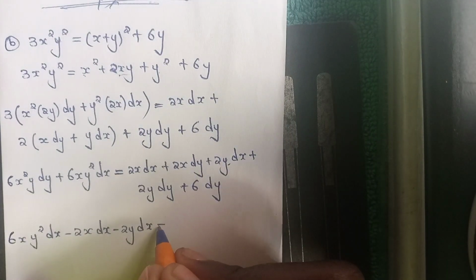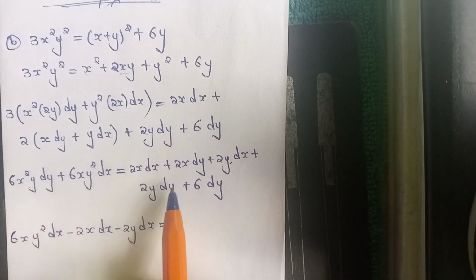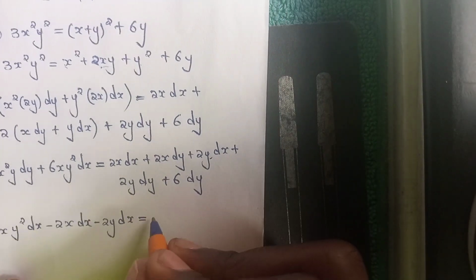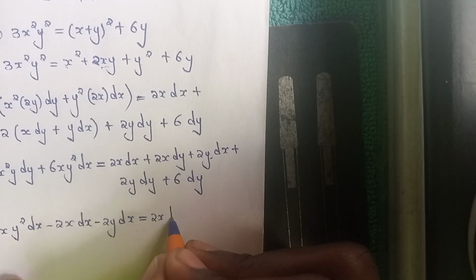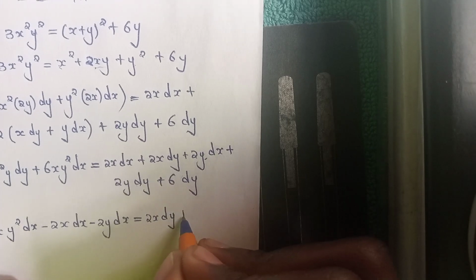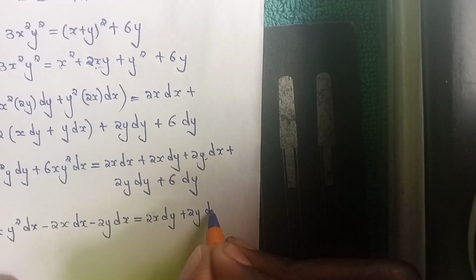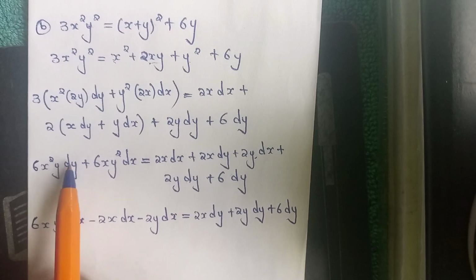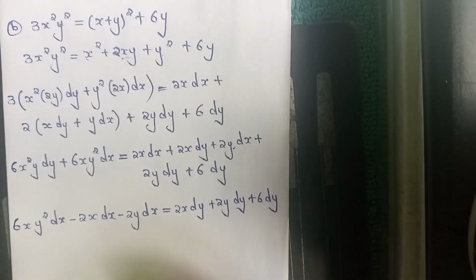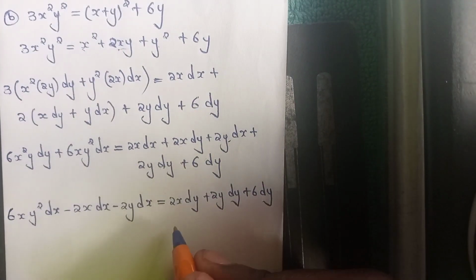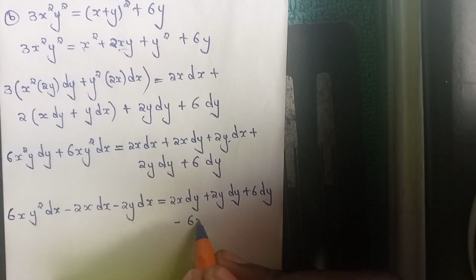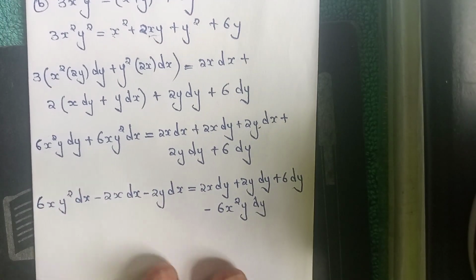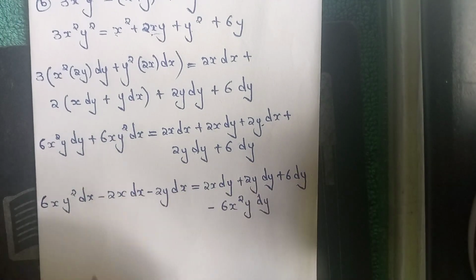Then I'll come to those with y. So I'll say I have y, this side I have this guy, and this guy. So I'll say 2x dy plus 2y dy plus 6 dy. Then here I have this term, which must come that side, but when it goes to the right side of the equation, it is going to be a minus 6x squared y dy. Then at this point now, I'll factorize dx here, I'll factorize dy there.